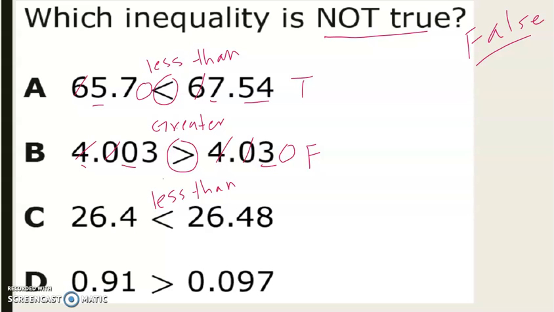Okay, so let's check C to make sure that this statement is true. So we have 26 and 4/10 is less than 26 and 48/100. So let's start with our tens place. So we have a 2 and a 2. So that's the same, so I can't use that. I have a 6 and a 6 in the ones place, so I can't use that either. And in my tenths place, I have a 4 and a 4. Okay, so in this case, I have to go in and make sure I add one more place value so that I can compare these numbers.